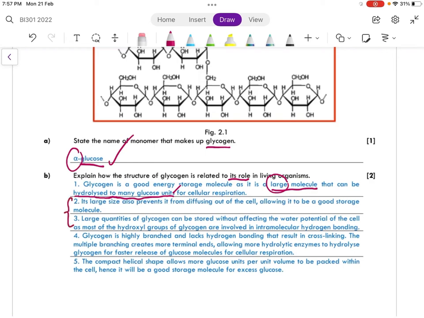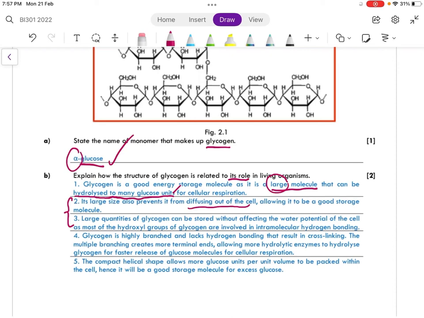Points 2 and 3 are very similar. It says that because glycogen is very large, it prevents it from diffusing out of the cell, allowing it to be a good storage molecule. Right, makes sense, right? Imagine if I store it as glucose, actually it can diffuse out of the cell very easily. And if it all diffuses out of the cell, actually I cannot really store it in the cell. But because glycogen is so large, it cannot really diffuse out of the cell. It's kind of stuck in the cell.